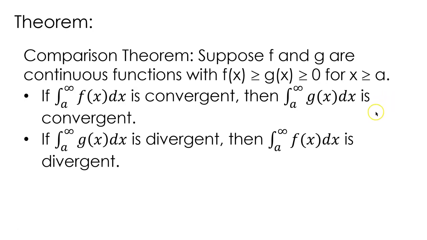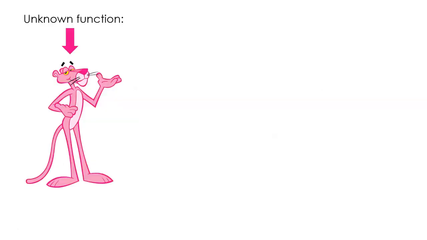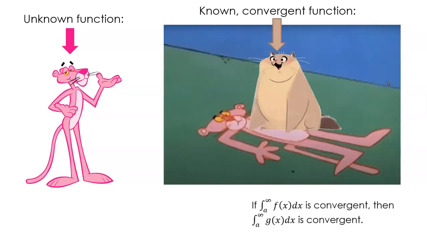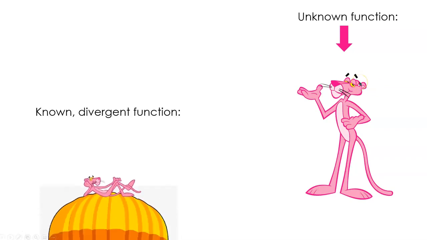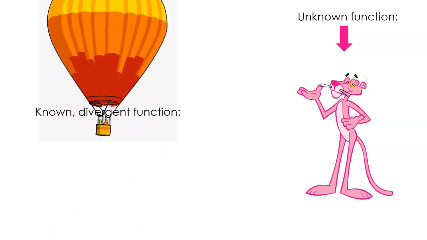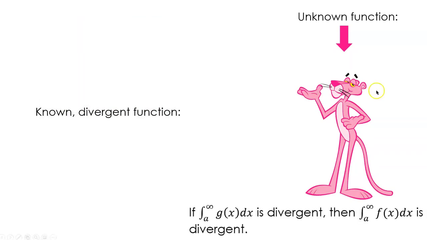I think a visual will help make this clearer, if it's not already clear. Here's Pink Panther. He's my unknown function. Now I have a known function which converges. It's known as the cat. Clearly, the cat is going to hold Pink down, and Pink is not going anywhere. Looking at it from the other direction, Pink is still my unknown function. And suppose I have a known divergent function, which is going to push Pink up in the air. So this time, because the bottom function was divergent, Pink floats off into Never Never Land.